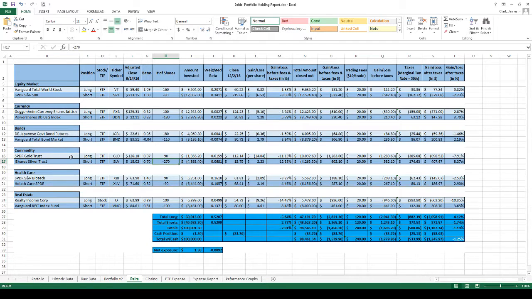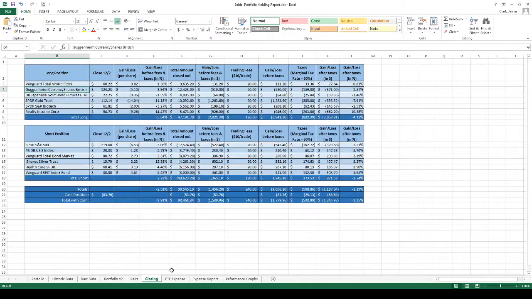I was taking a long position in gold and shorting silver, taking a long position in the biotech field and shorting the healthcare field. And then finally I was taking a long position in a real estate stock and shorting a Vanguard REIT real estate index fund.